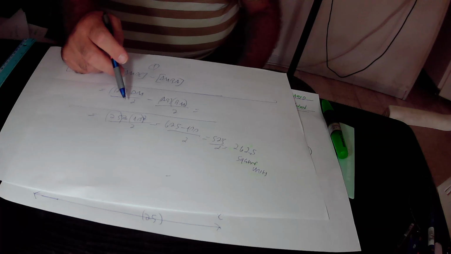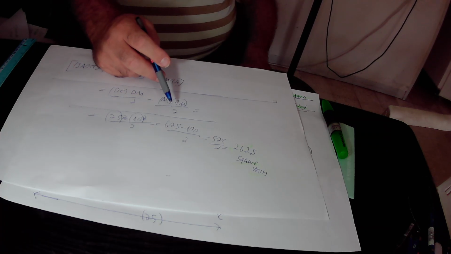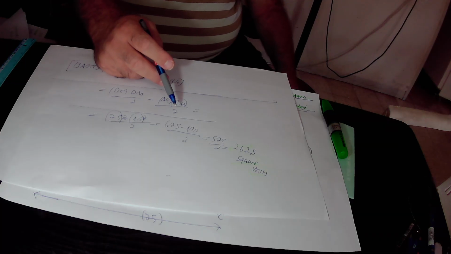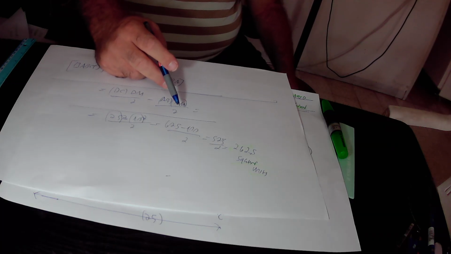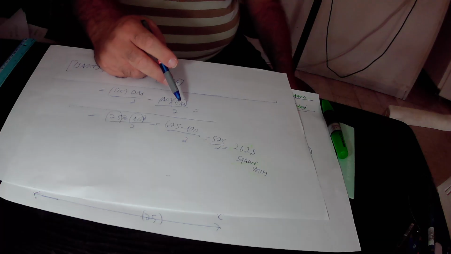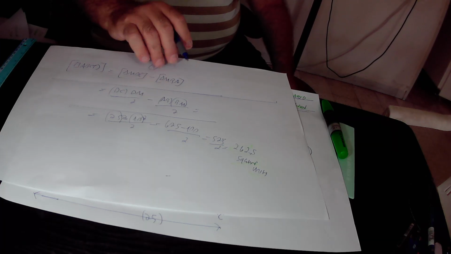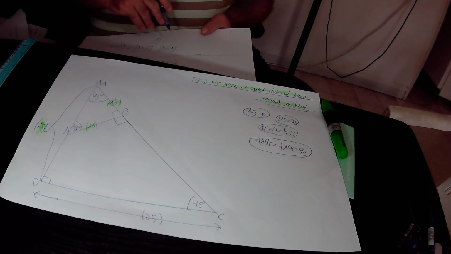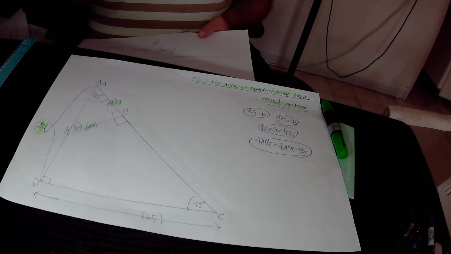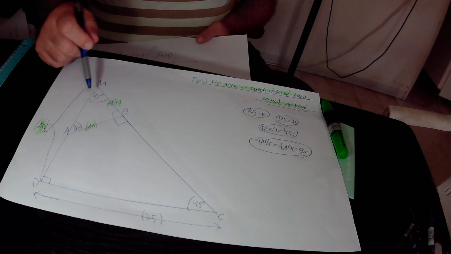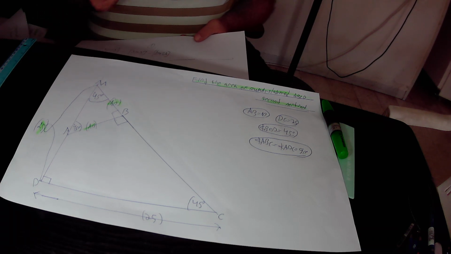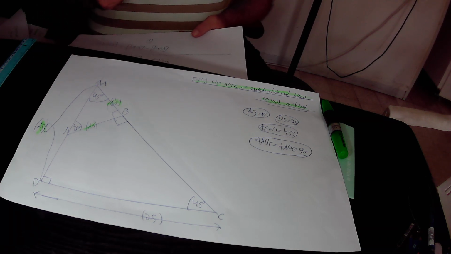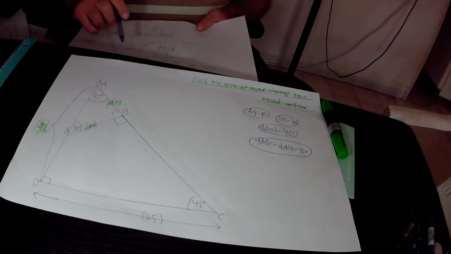25 squared is 625, minus 10 squared is 100, divided by 2. 625 minus 100 is 525 over 2. 525 over 2 is 262.5 square meters in size. So in both methods, we found out that the area we're looking for in this question, that is the area of this quadrilateral ABCD, is equal to 262.5 square meters in size. Okay, thank you very much.